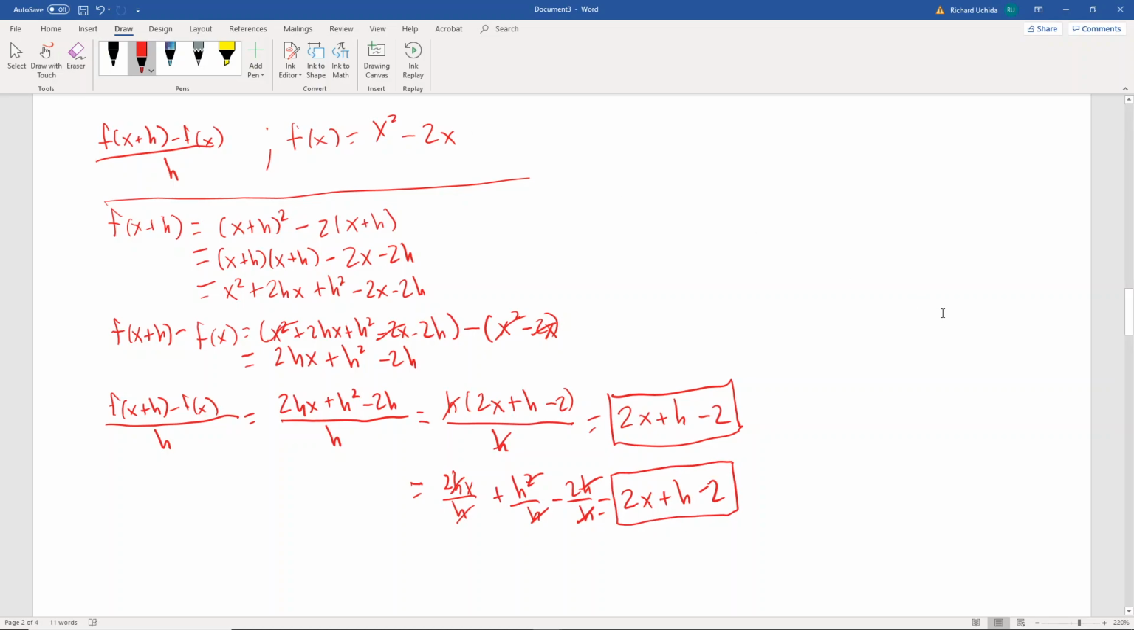Now, this is to help prepare you for when you're finding the instantaneous rate of change. It also helps remind you of evaluating functions when they're not just constants.